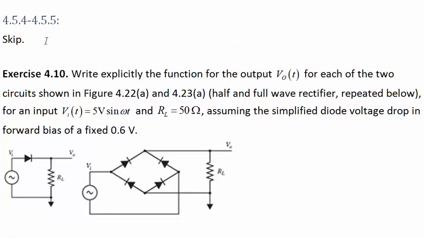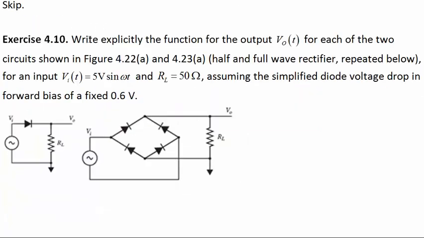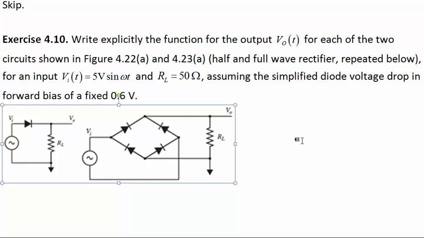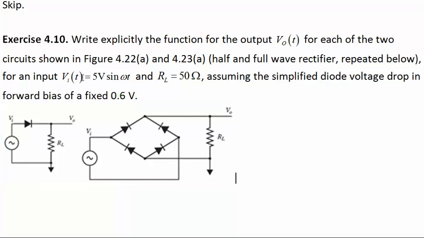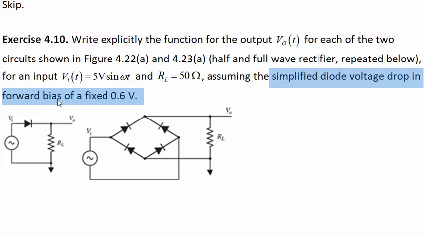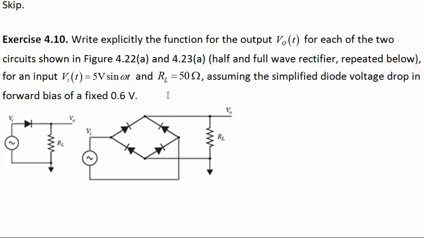All right, we're skipping sections 454 and 455 onto exercise 410. Write explicitly the function for the output for each of the two circuits shown in figure 422A and 423A, which are the half wave and full wave rectifiers we looked at earlier, for an input of 5 volts sine omega t and load resistance of 50 ohms, assuming the simplified diode voltage drop in forward bias of a fixed 0.6 volts. Give that a shot for the half wave rectifier first.